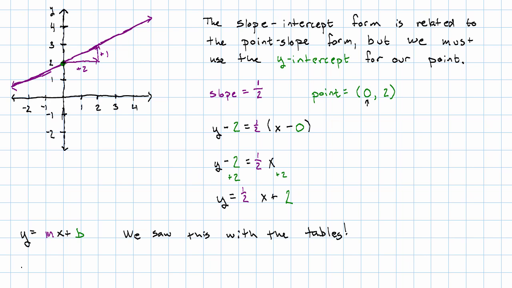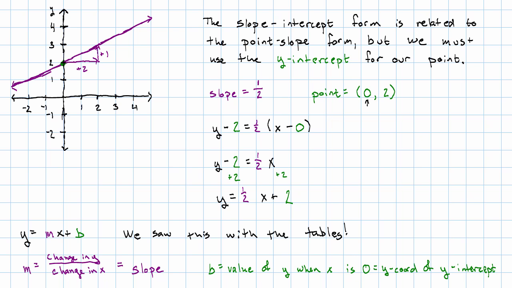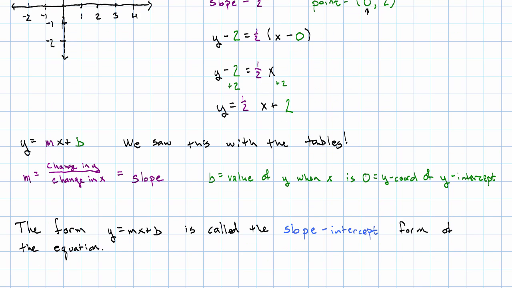Y equals mx plus b, where m, in the tables we said it was the change in y over the change in x, and now we see that in the graph, this is the slope. What about b? In the tables we saw that that was the value of y when x is 0. And now in the graph we see that that is the y-coordinate of the y-intercept. This form then, y equals mx plus b, is called the slope-intercept form of the equation. Right? M is the slope, b is the intercept, by which we mean the y-coordinate of the y-intercept.